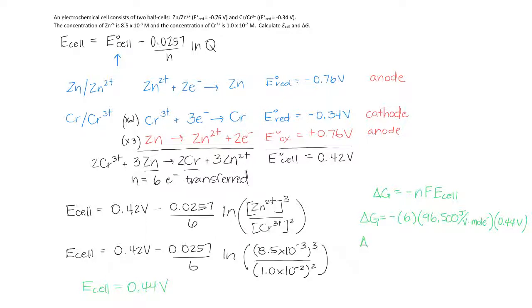So delta G is equal to negative 254,760 joules. And let's put it in kilojoules because most often that's how delta G is reported. So we get negative 255 kilojoules.